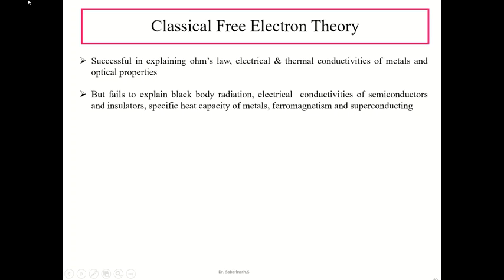The classical free electron theory was successful in explaining Ohm's law, the electrical and thermal conductivities of metals, and their optical properties, but it failed to explain blackbody radiation, the electrical conductivity of semiconductors and insulators, the specific heat capacity of metals, and ferromagnetism and superconducting properties.